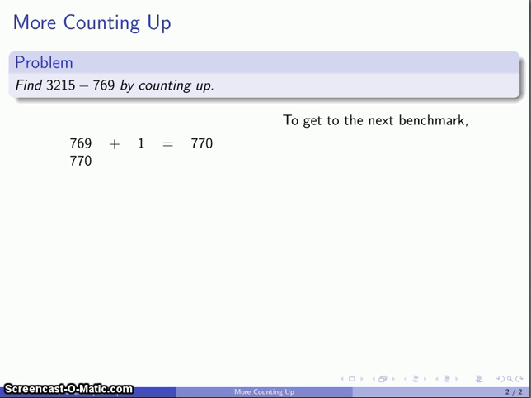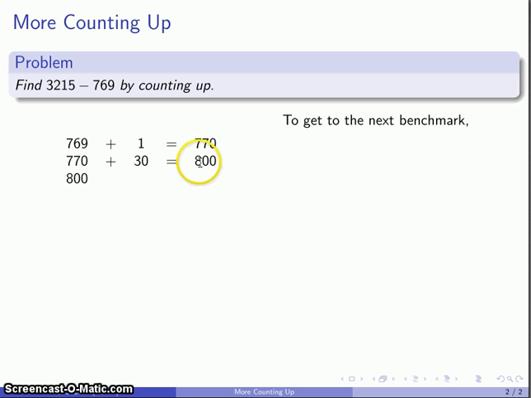So what's our next benchmark? Well, I want to get to the next number that is convenient to work from. Since this number has hundreds and tens, I might want to go up to the next 100. That's going to take me an extra 30, and that'll take me up to 800. Now I want to go to the next convenient number. What's that going to be?